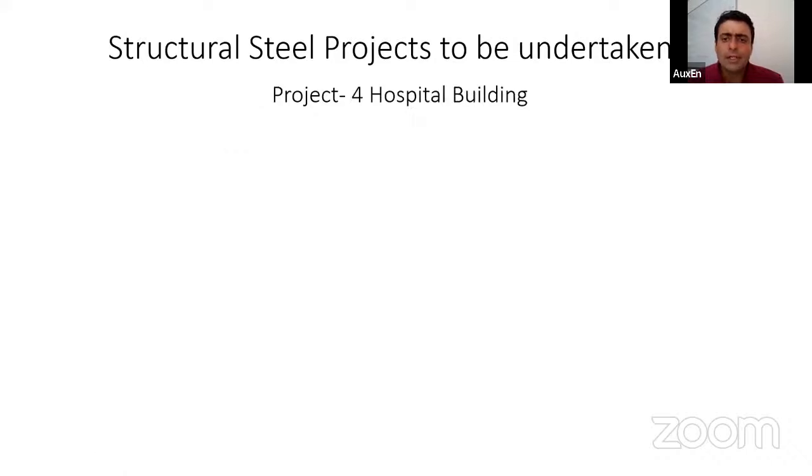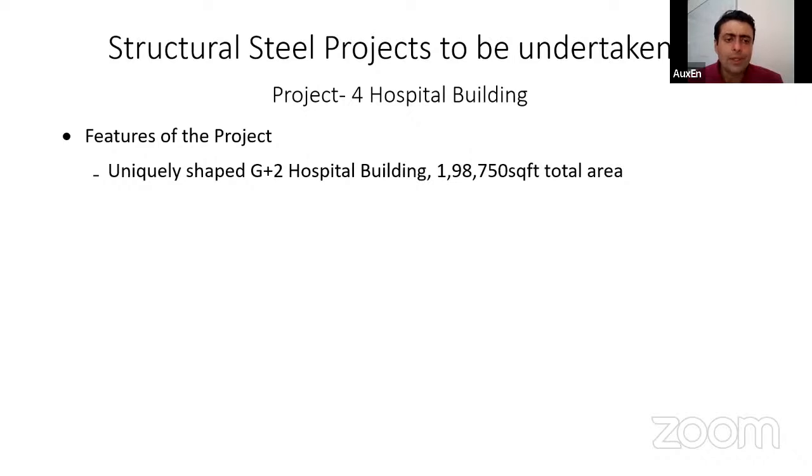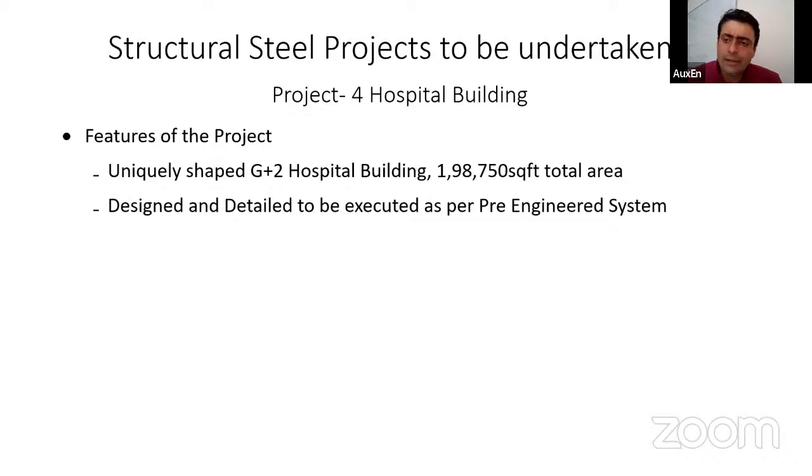And the fourth project is a hospital building. This is a uniquely shaped G+2 building having a big area, 198,750 square feet total area. Total G+2 area is this much. Again, this will be done and executed, because in actuality also it was executed as a pre-engineered system. So the design was done, and then the execution part was given to a pre-engineering company. So we will be doing this project by using the same sort of sections.